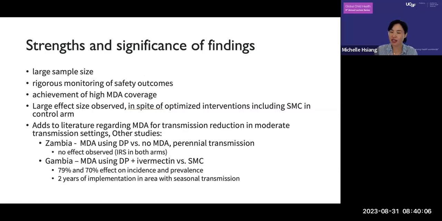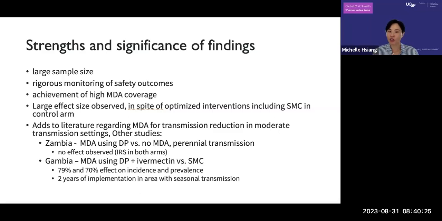They saw no effect. It might be because they scaled up indoor residual spraying at the time. That's where you spray the inside of a house with an insecticide, the walls, to repel and kill mosquitoes. And it may have been that the IRS was so effective that MDA on top of that wasn't enough to be effective.